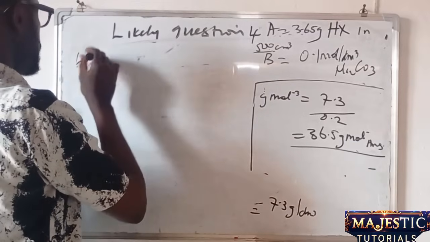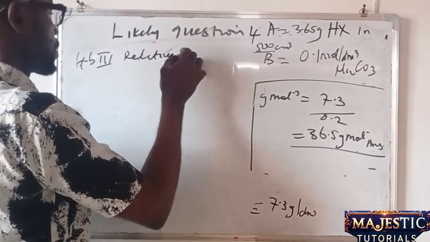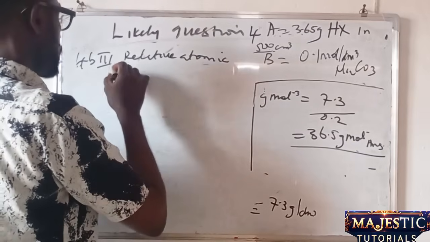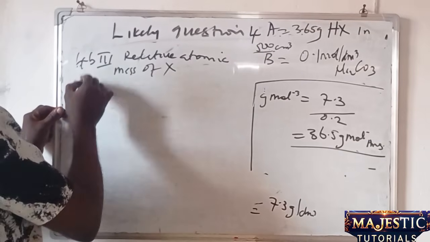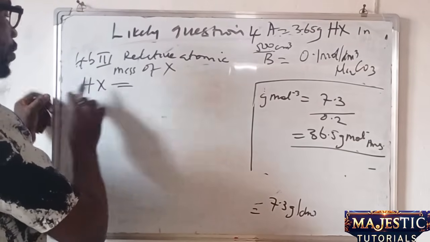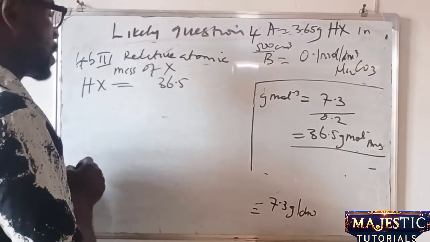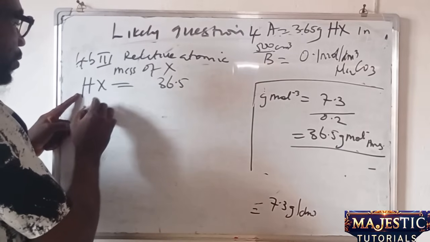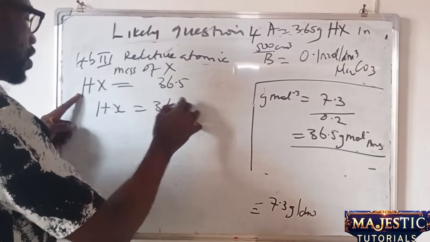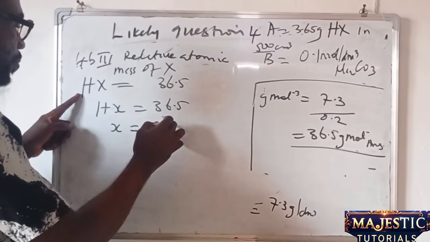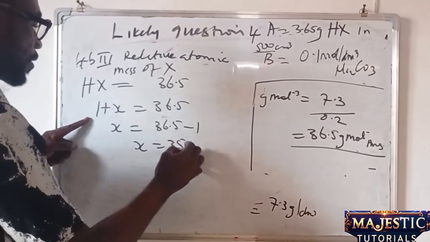So 4b I says relative atomic mass of X. Already A is HX, which we find the total mass of H and X to be 36.5 grams. So it means hydrogen is 1, we already know. So 1 plus X is equal to 36.5, such that X is now 36.5 minus 1. So X is equal to 35.5.